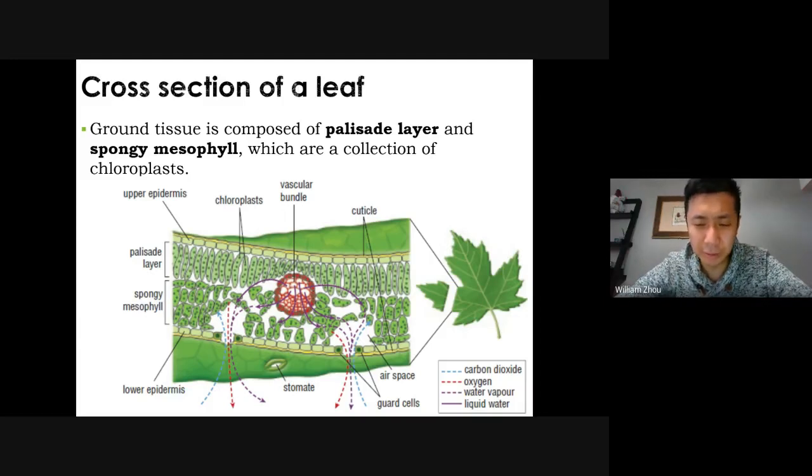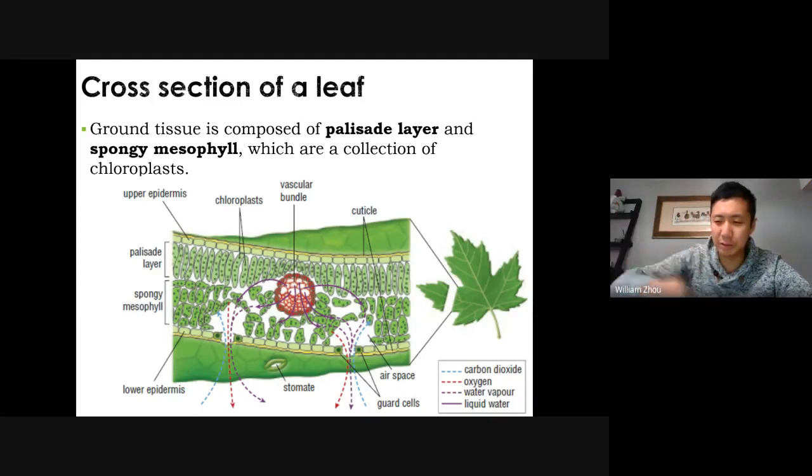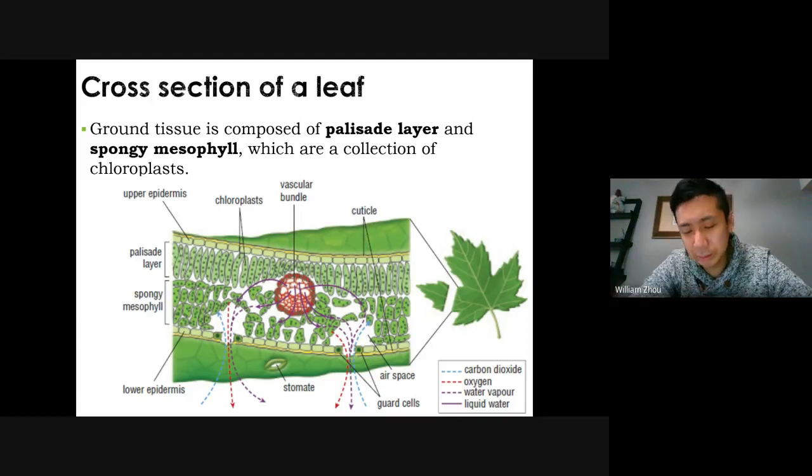If you build a palisade wall, you basically take a bunch of wooden sticks and stick them to the ground to make a wall. That's a palisade. Sponges, well, you know what sponges are, the thing you do your dishes with, they have holes in it. Like SpongeBob SquarePants, SpongeBob's got a lot of holes. They're called the spongy mesophylls because they have a lot of holes.